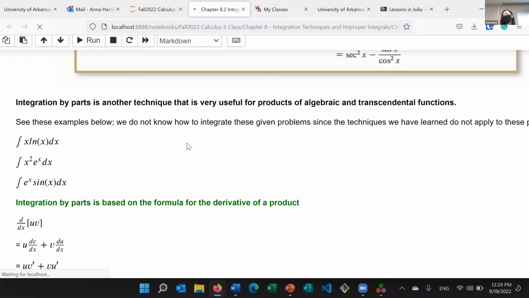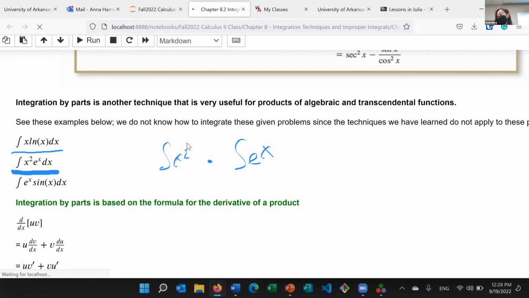Look at this. I gave you x times natural log of x. How would you integrate this? We have not learned this. How am I going to integrate x squared and e to the x? We do not know how to do it. We know how to do x squared, and we know how to do e to the x separately, but in multiplication, we haven't learned how to do it.